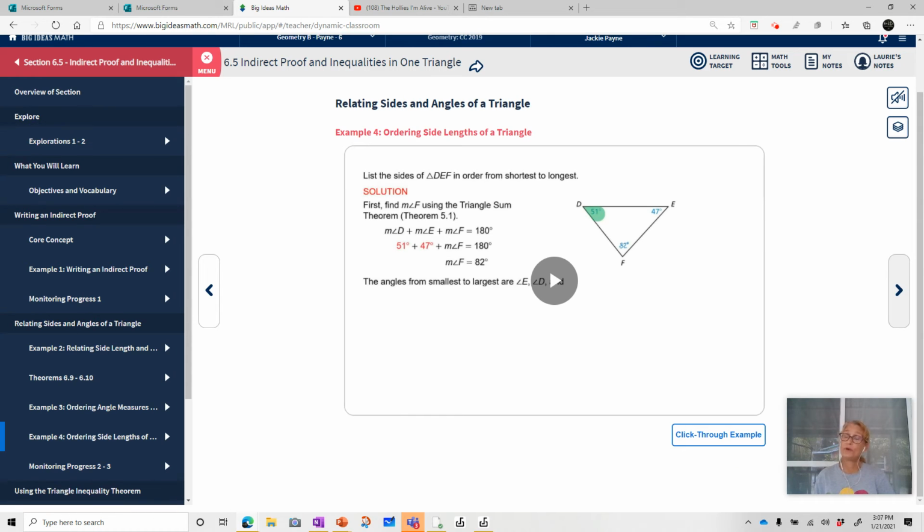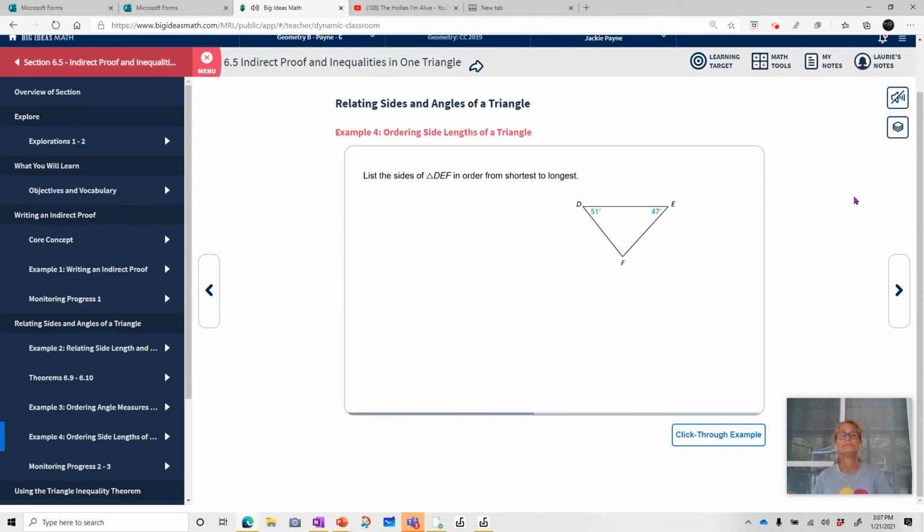Here's another example with some numbers on it about having the angles and then ordering the sides. List the sides of triangle DEF in order from shortest to longest. Solution. First, find the measure of angle F using the triangle sum theorem. By the triangle sum theorem, the measure of angle D plus the measure of angle E plus the measure of angle F is equal to 180 degrees.